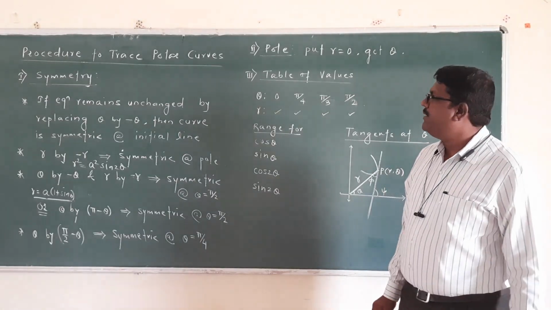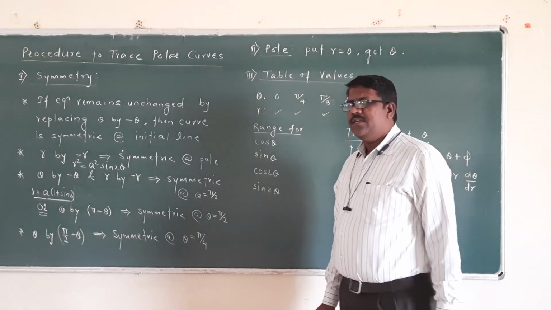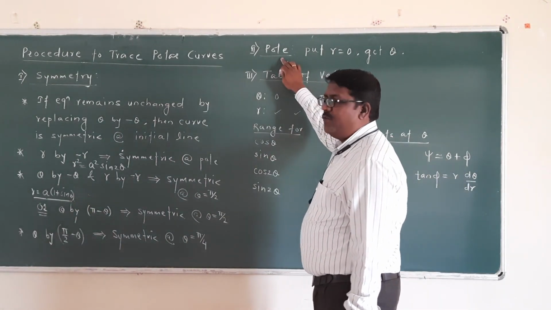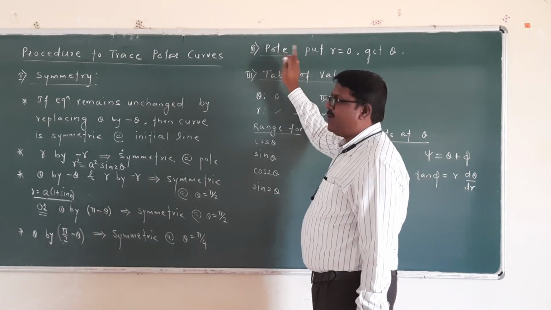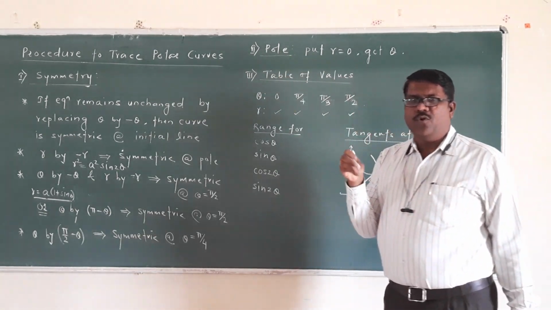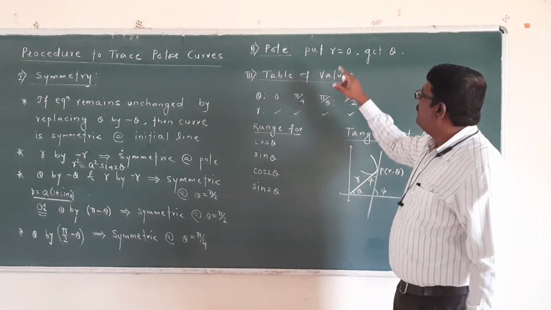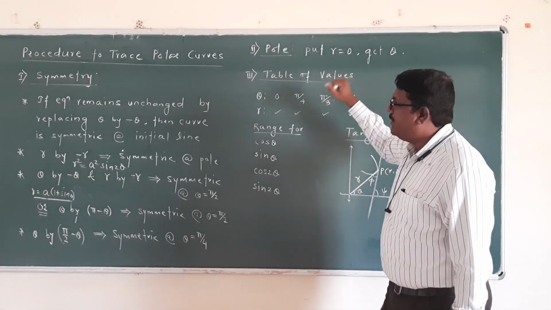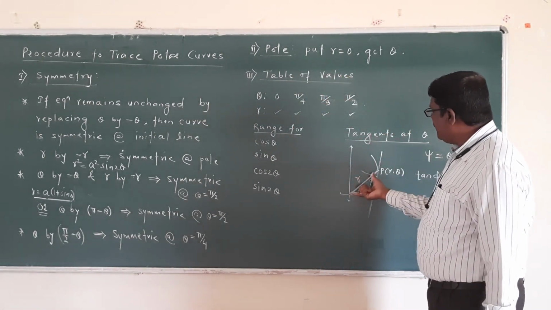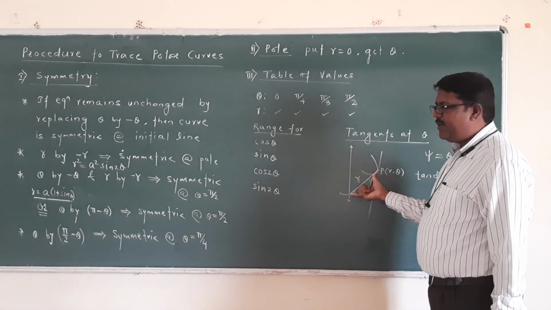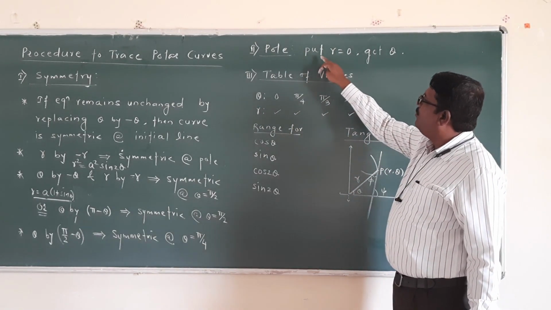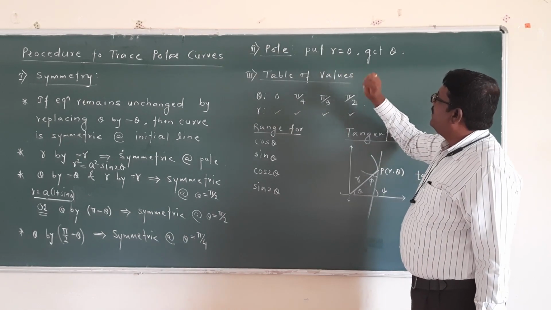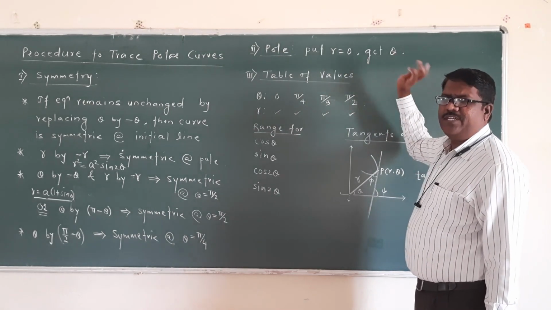Now the second point to trace a polar curve is the pole, which we call the origin in the Cartesian system. How do we get the pole? For getting the pole, we should put the value of r as 0. Value of r 0 means this distance is 0. It means the point is at the pole. So for getting the pole, put r is equal to 0 and then get the value of theta.